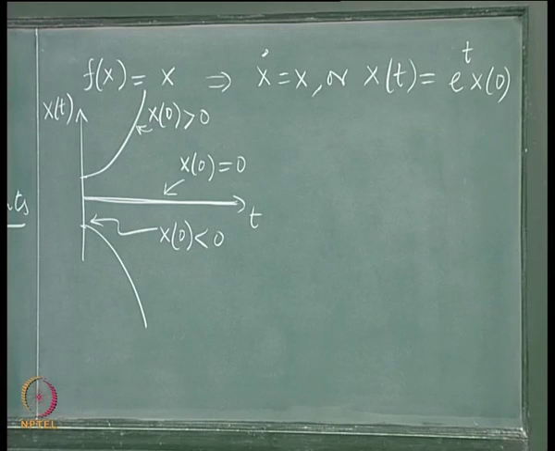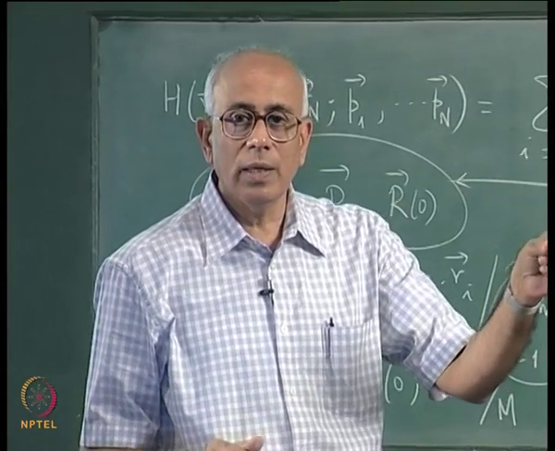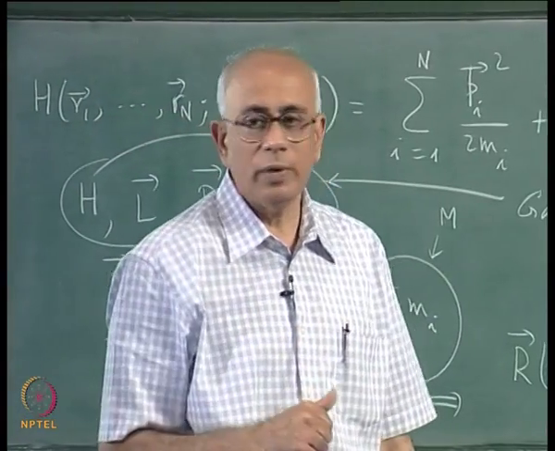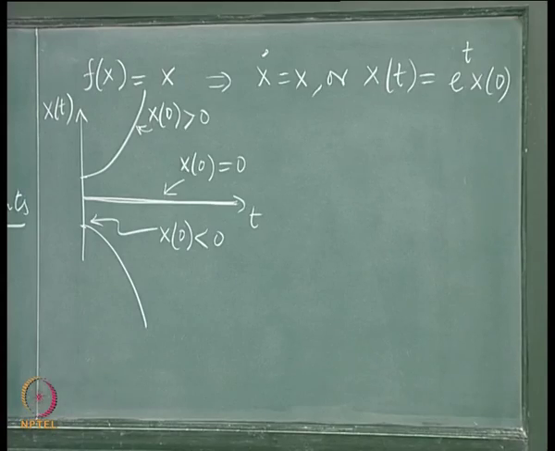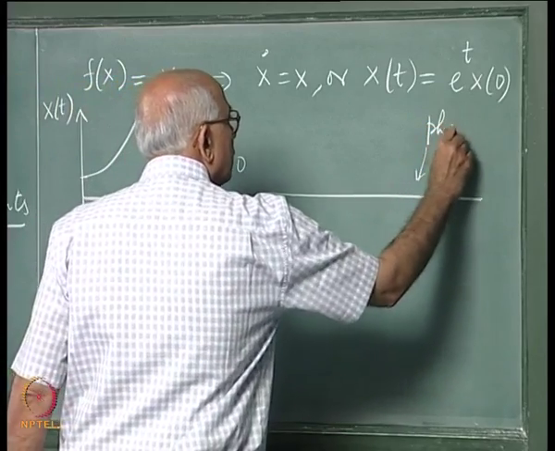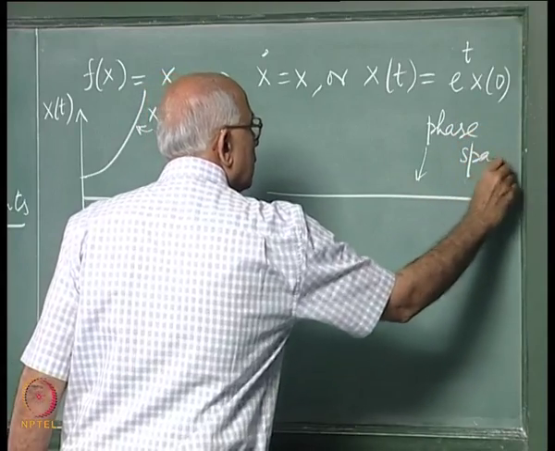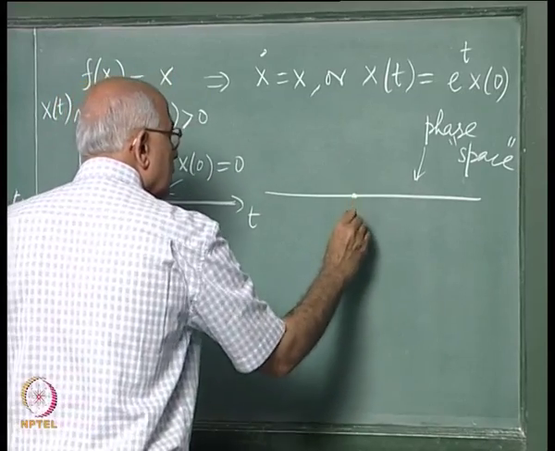So it's clear that the critical point at x equal to 0, that's the only critical point, is actually separating two different kinds of trajectories. Those which take you to plus infinity as t goes to infinity, and those which take you to minus infinity as t goes to infinity. So what should we do? We draw the phase plane in this case, or the phase space, and this is one dimensional, so it's just a phase line if you like. So here is the phase line, this is phase space, in this case there's not much of a space, it's just a line. Here's the point 0.